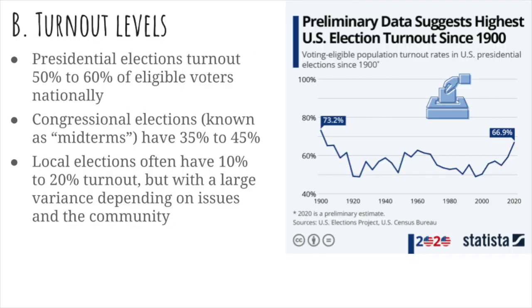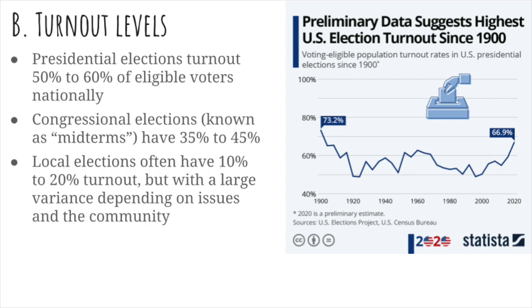Now, despite all those sacrifices that were made in order to get voting equity, we still have relatively low voter turnout. The United States has one of the lower voter turnout rates of any industrialized nation in the world. The highest election rates would be during presidential elections, when about 50 to 60% of eligible voters would turn out. You can see in the graphic on the right that this last election in 2020 was one of the higher turnouts in the last 100 years.